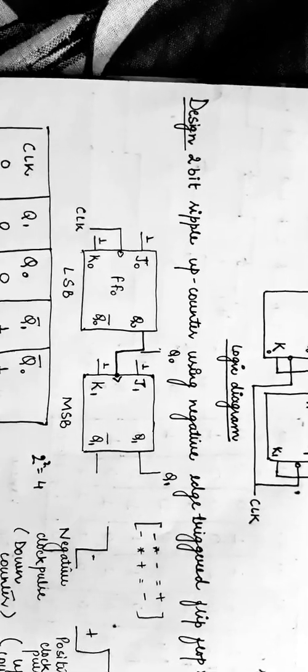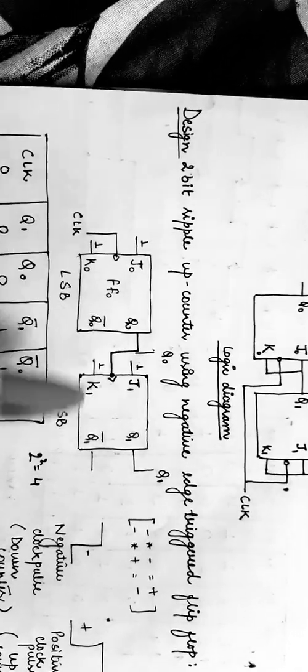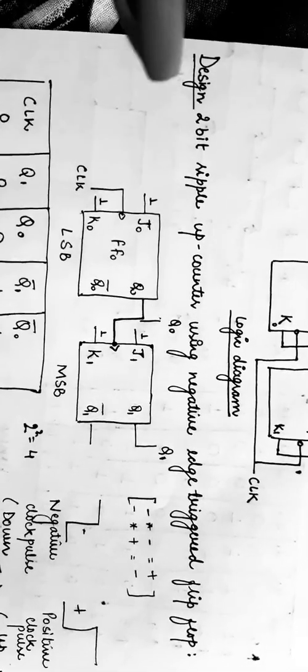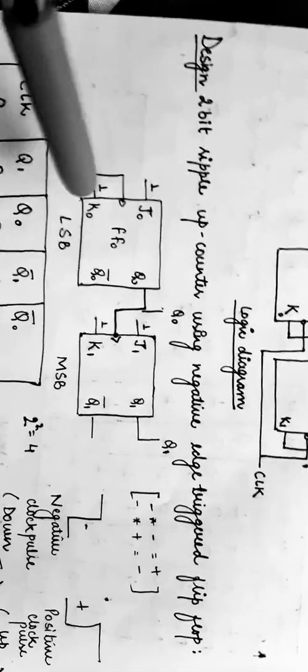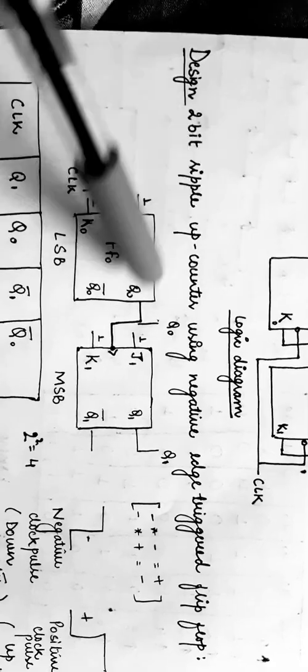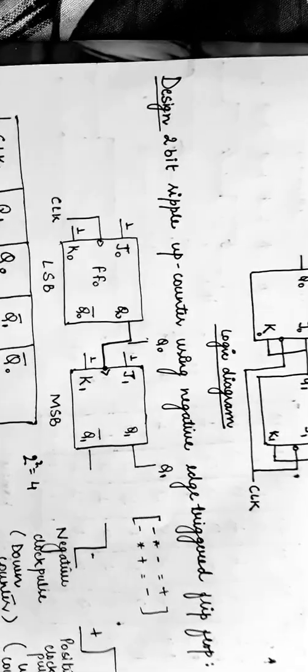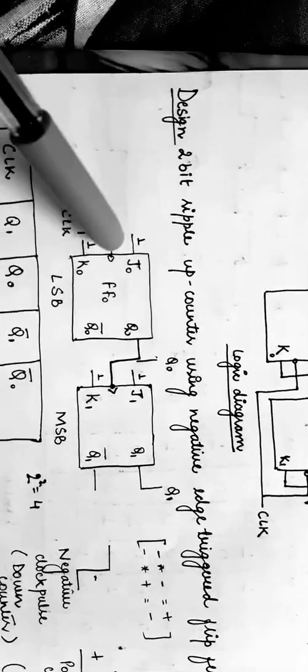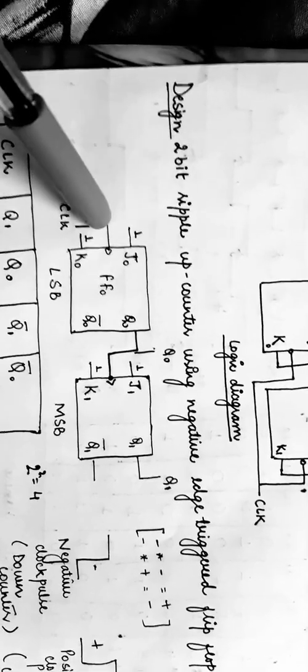Now the question arises: how will we connect both the flip-flops? In the question, we have to design a 2-bit ripple counter, meaning that we have to use two flip-flops. It is said we have to design an up counter using negative edge triggered flip-flops. Negative edge triggered flip-flop means that the clock pulse should be negative, so a bubble should be applied before the clock pulse.